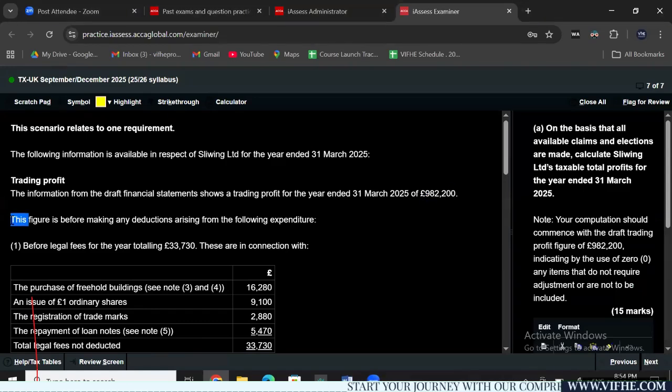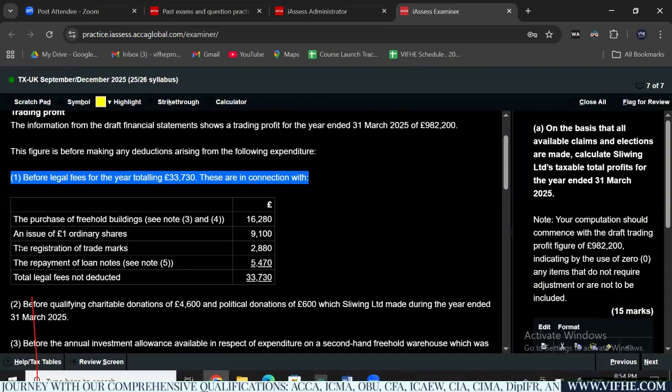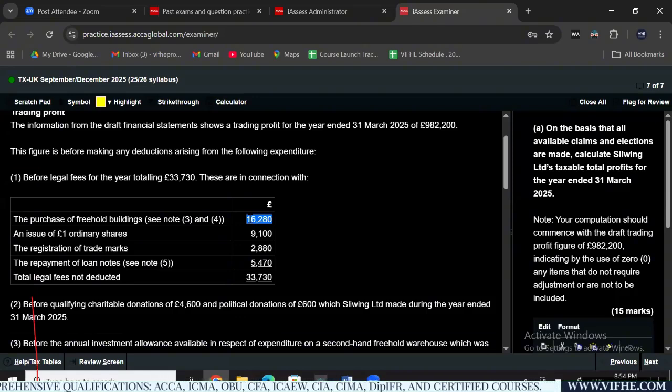So this figure is before making any deductions arising from the following expenditure. I mean, these expenses are yet to be taken into account. The legal fees for the year total 33,730, and these are in connection with the purchase of freehold buildings, an issue of £1 ordinary shares, the registration of trademarks, and the repayment of loans. This is how the total legal fee, which is not yet deducted against this trading profit of 982,200, is 33,730.